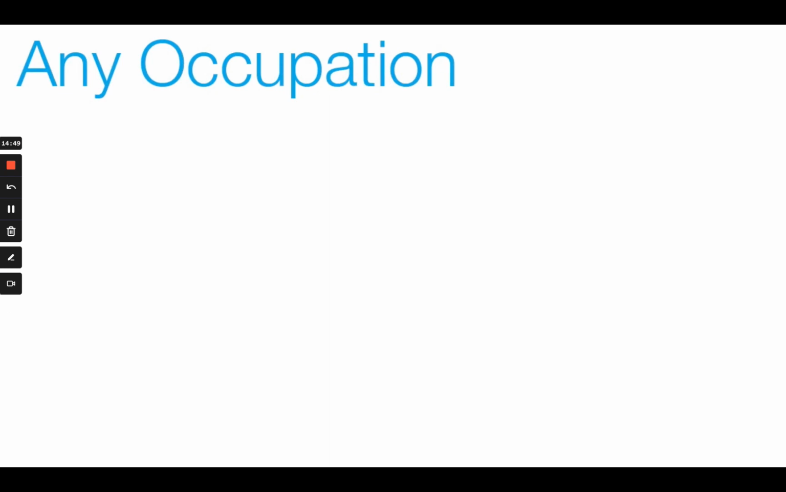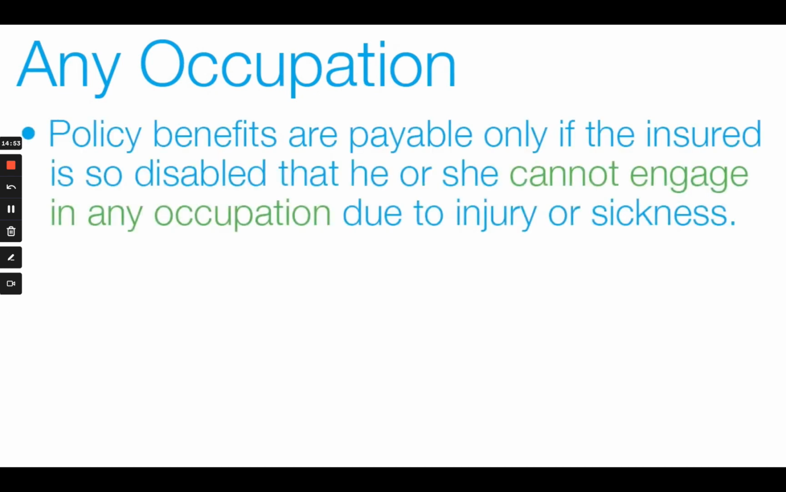Under the any occupation definition of total disability, a person is considered totally disabled and eligible for benefits only if they are so disabled that they are unable to engage in any occupation for which they're reasonably suited by reason of training and experience. Going back to our brain surgeon example, if the policy that he had wasn't based on an any occupation definition, he probably would not qualify for benefits.